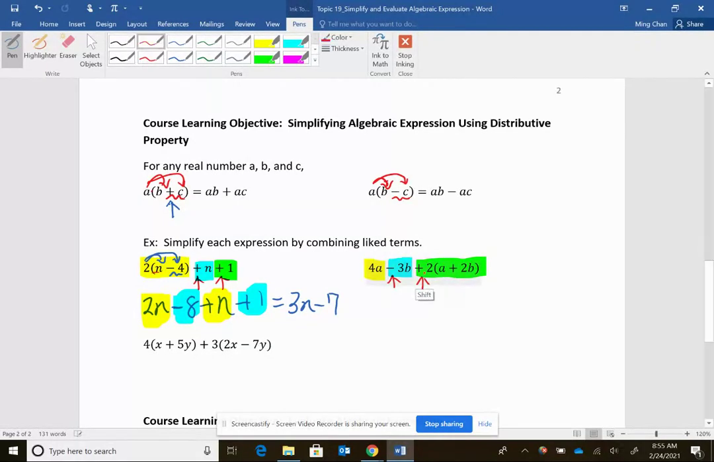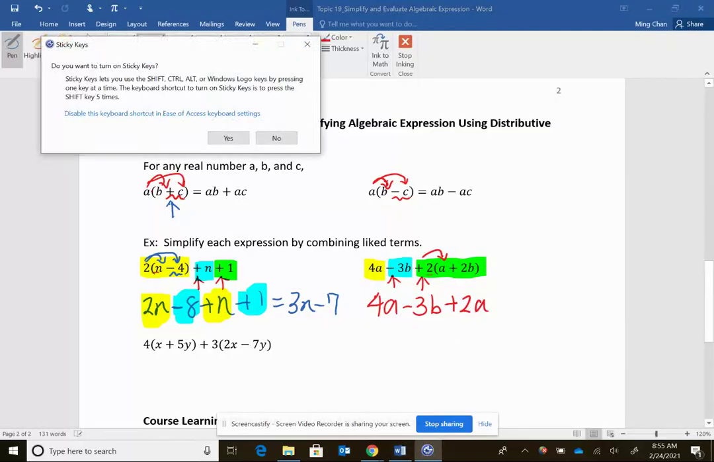So I go ahead and say 4a is still 4a, right? First term, there's nothing to do. Second term is still negative 3b. Now we say positive 2, that's how we read this. Positive 2 times a, which is positive 2a.